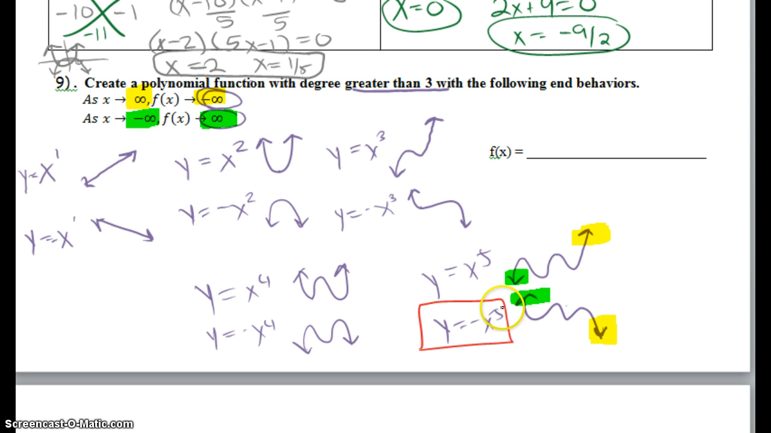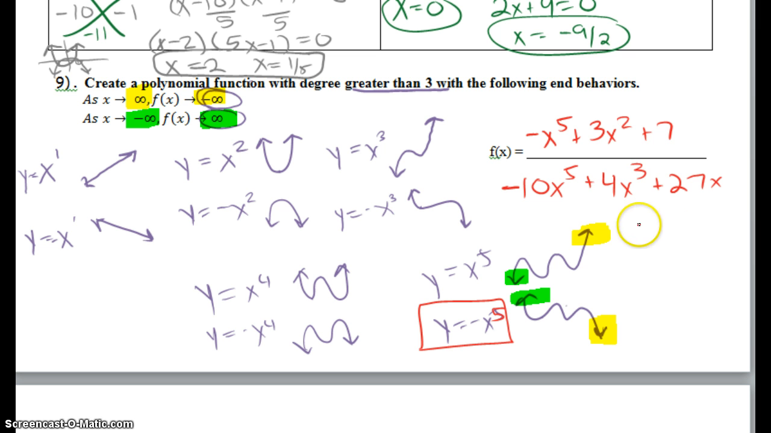Now what happens after x to the 5th? That's up to you. What's important is that you have the negative and the 5. So I could have negative x to the 5th plus 3x squared plus 7. That'll work. I could have negative 10x to the 5th plus 4x to the 3rd plus 27x. I could just have plain old negative x to the 5th. F of x equals, or y equals, of course. So it really doesn't matter what happens after that.